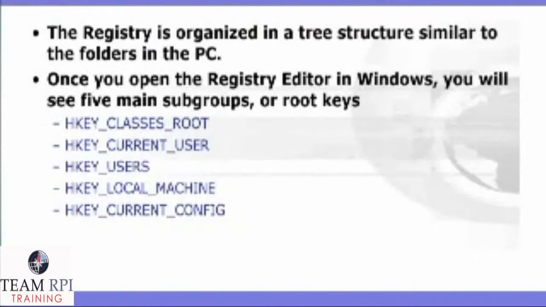So let's take a look at some of the registry components. The registry is organized in a tree structure similar to the folders in the PC. Once you open up the registry editor in Windows, you will see 5 main subgroups or root keys: HKey Classes Root, HKey Current User, HKey Users, HKey Local Machine, and HKey Current Config.